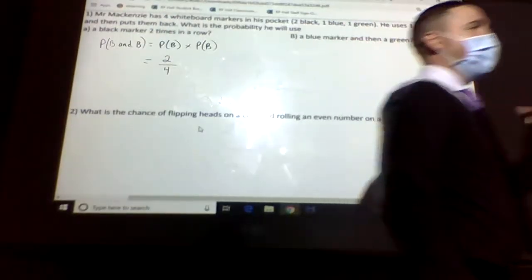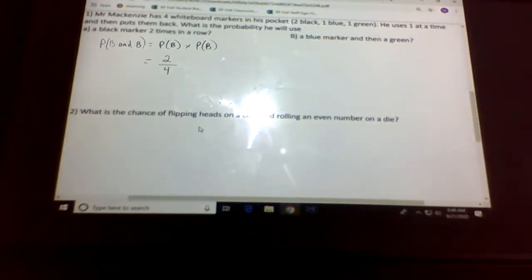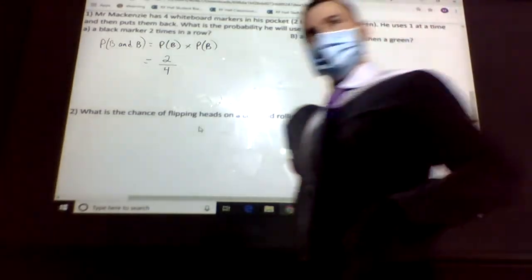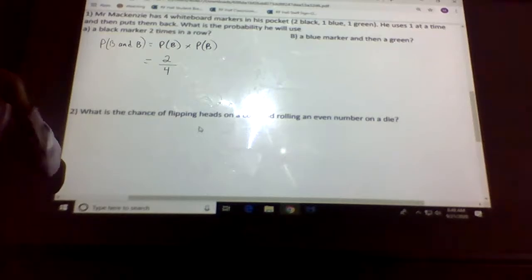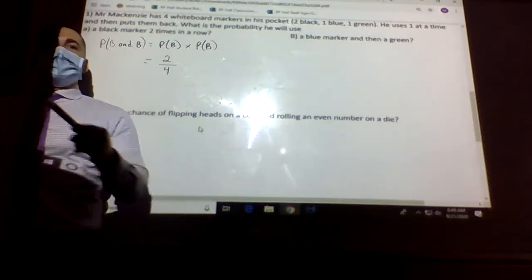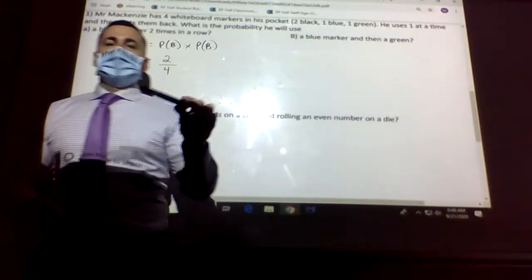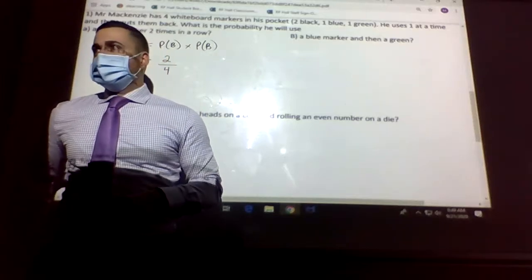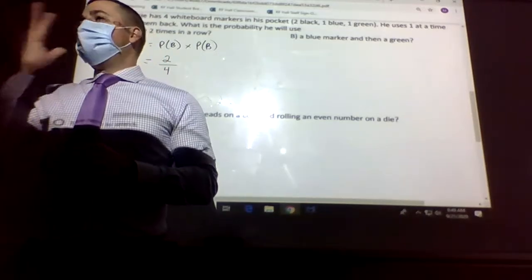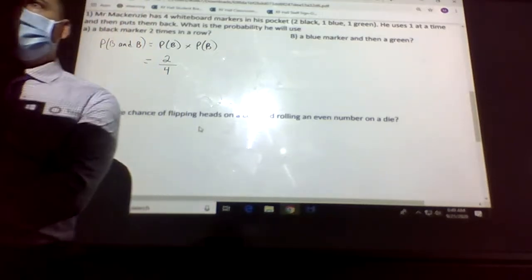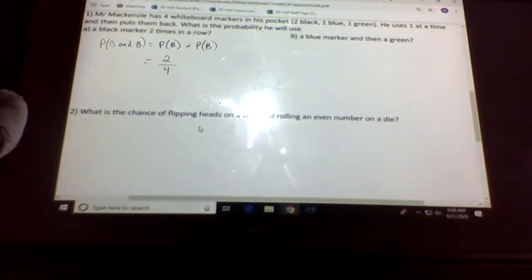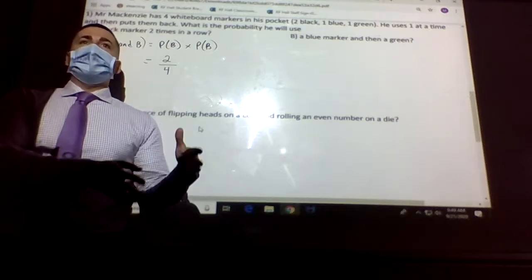If you said 1/2, that is fine. But I'll reduce at the very last step if we need to. I'm not going to reduce at every step. Okay, so I use the black marker, and then I put it back into my pocket. So how many markers do I still have? I still have 4 in my pocket, right? So each event is independent.